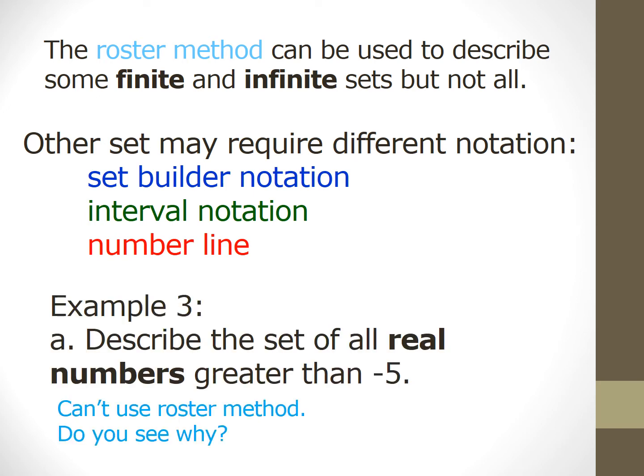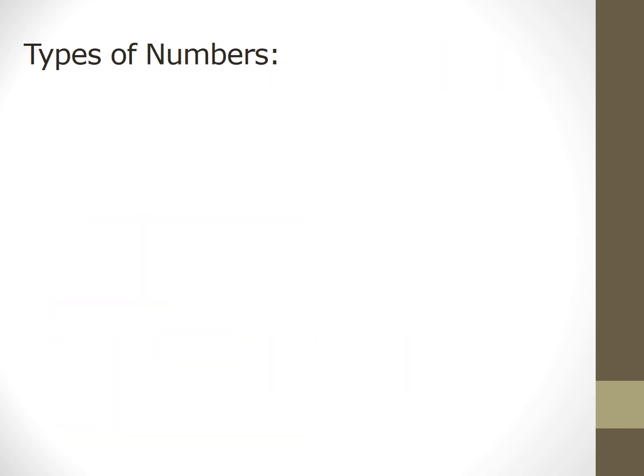Here's another example. Describe the set of all real numbers greater than -5. So real numbers, that's not just the integers -5, -4, -3, -2, but all of the decimal and fraction values in between that. Could we use the roster method and literally be able to describe and list everything that goes in there? I don't think so. So before we launch into set builder notation, interval notation, and number line, let's talk about numbers, just so as we're throwing these terms around, nobody feels lost.